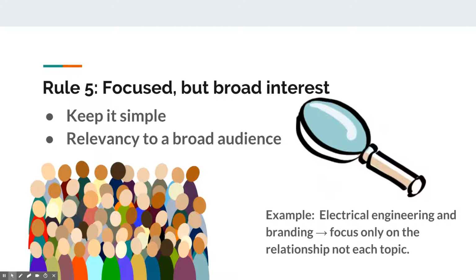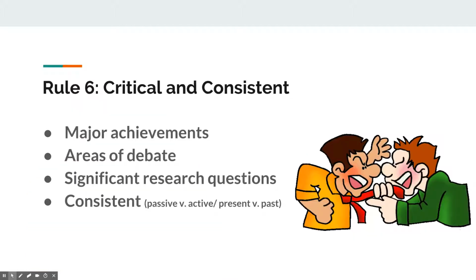Here's an example of how you would narrow it down. Say I was looking at electrical engineering and branding. I would not necessarily just do a literature review all about electrical engineering and then do a literature review on branding. I would focus on the literature that relates both of them together. So just keep in mind that if you're crossing topics, you don't have to do a review of each topic. You're looking at specific relationships in that topic.